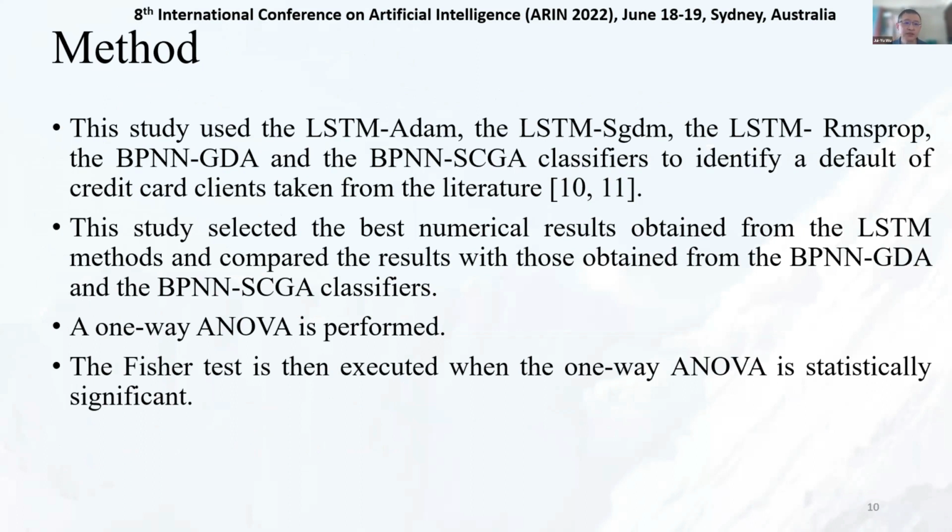Method. This study used the LSTM and BPNN classifiers to identify a credit scoring problem. This study selected the best result obtained from the LSTM and compared the result with those obtained from BPNN-SGDA and SCGA. One-way ANOVA is performed. The future test is then executed when the one-way ANOVA is statistically significant.